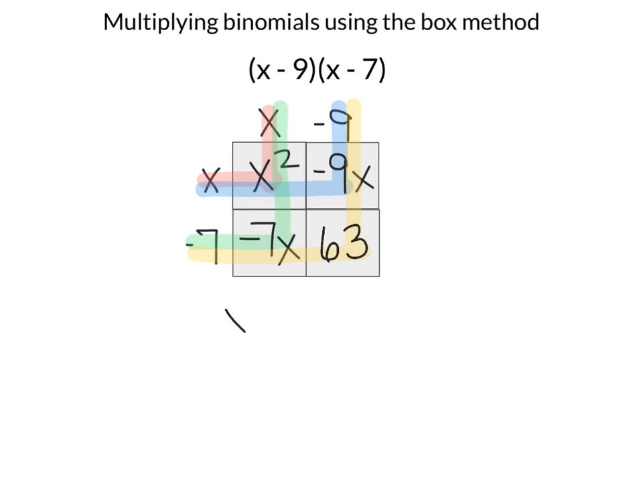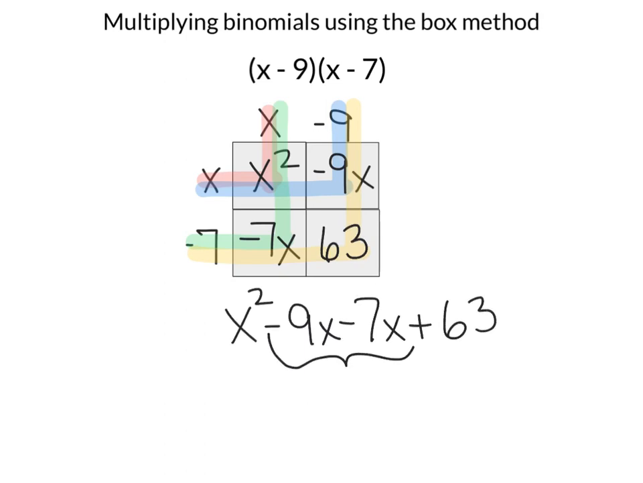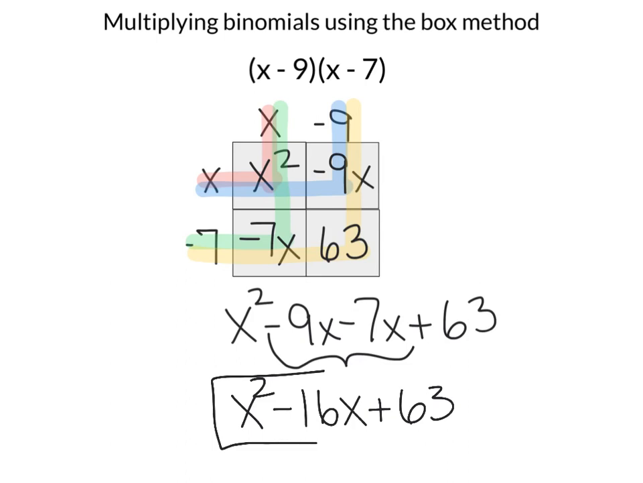So if I take each value and I start with x squared, and then I have negative 9x, negative 7x, and plus 63, I can see that these values are like terms that I'm going to combine. So if I simplify this one step further, I'm going to bring down my x squared. Here I'm going to combine negative 9x and negative 7x. So negative 9x minus 7x is going to be negative 16x. And then I bring down my plus 63. And there is my simplified version when I've multiplied those two binomials together.